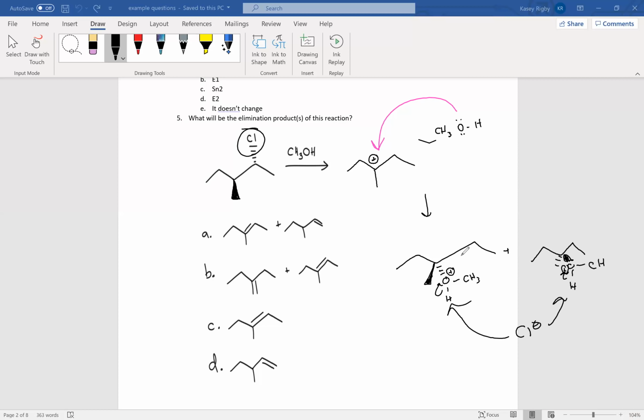So we can see here that we get two SN1 products and two elimination products, so we get 4 products total. It's just that in this case, I only asked for elimination. Okay? All right.